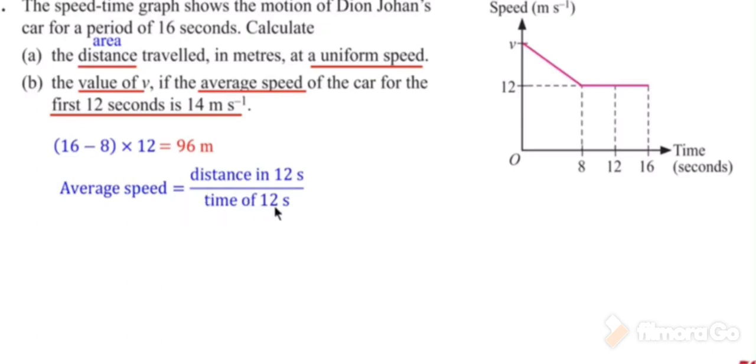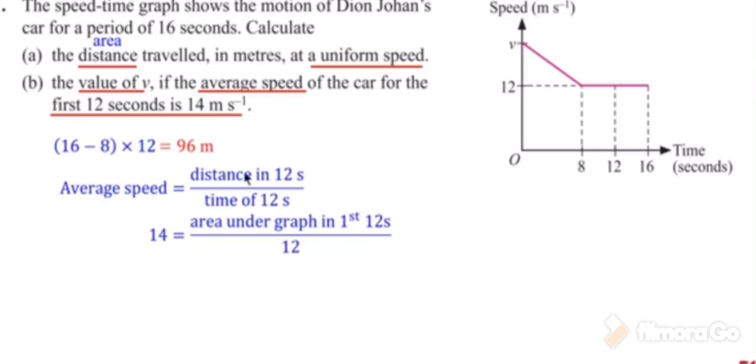Average speed is 14. Substitute 14. Later we will find the area under the graph first. So we take 14 times 12, which means we find the area under the graph for the first 12 seconds. So now we write 14 equals area under the graph for the first 12 seconds over 12.